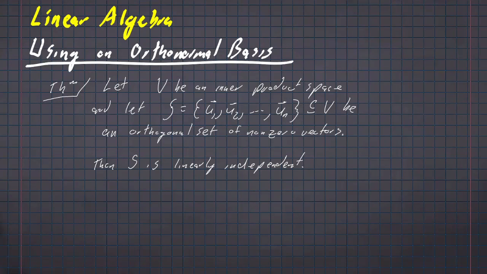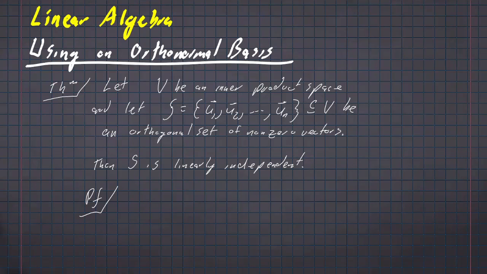Let V be an inner product space, and let S be the set of vectors u1, u2 through to un, which is an orthogonal set full of non-zero vectors. So all of the vectors in S are orthogonal to each other. Their inner product is 0, and the vectors themselves are not 0. With those two claims, we can conclude that S is going to be linearly independent.